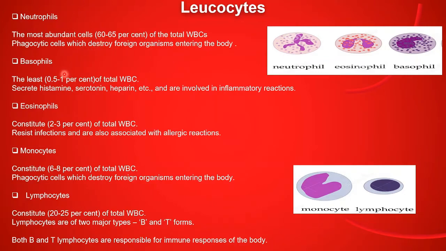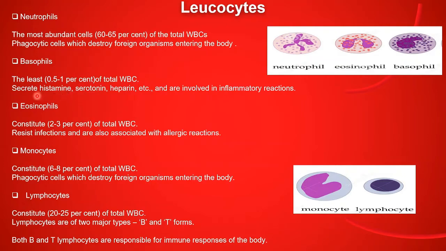Coming to the second, basophils. These are least in number, 0.5 to 1%. On the basis of their name, basophils are base loving, so they appear blue in color. On the basis of the stain response, these cells take up the blue stain.